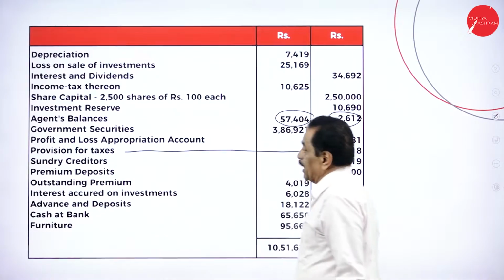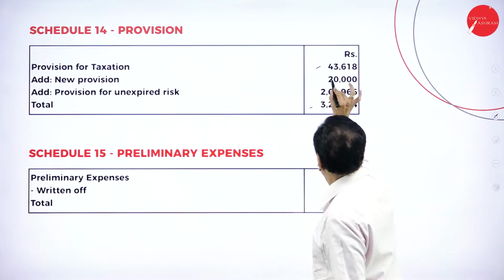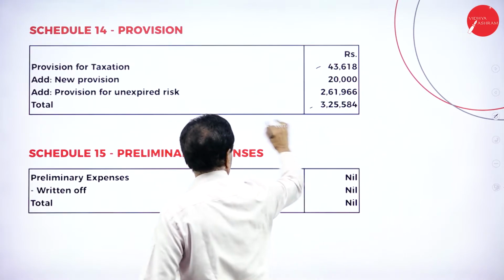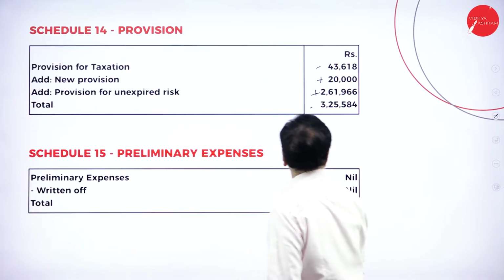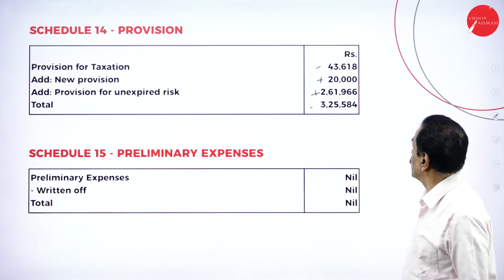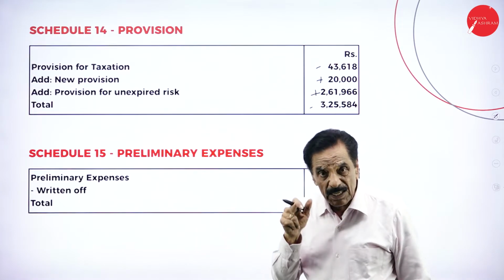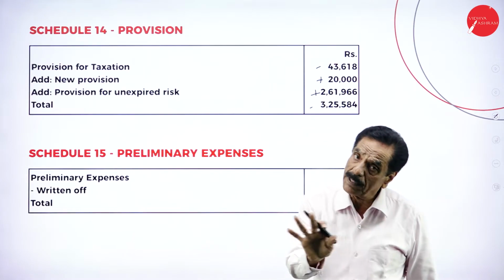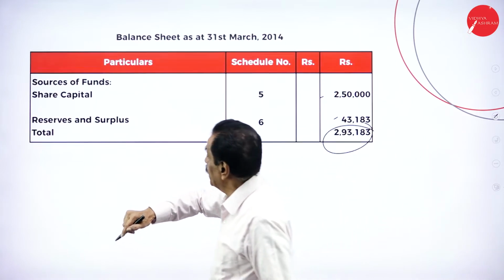This should come directly on the liability side of the balance sheet. What we have done, this is 43. This is from the adjustment totally. It will be 2,61,000. Add provision for unexpired, 2,61,000. Totally it will come to 3,25,584. Then preliminary expenses. Generally an expenditure which is incurred at the beginning of the year is called preliminary. As per the problem, there are no preliminary expenses. Then it will be put in the balance sheet.